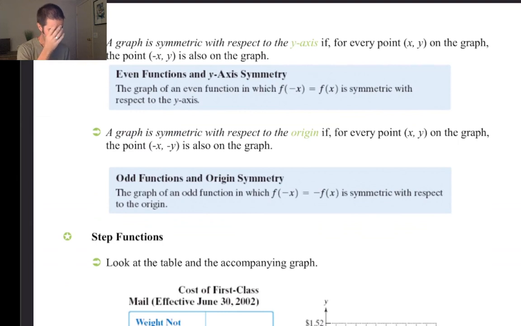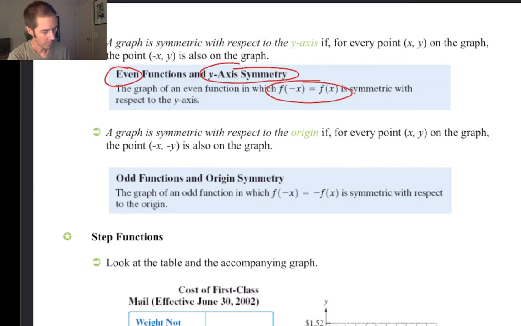So even functions and y-axis symmetry, I talked to you about that. That's the parabola. But here you've got all that information together. It's even, it has y-axis symmetry, and if it's even, it's going to pass that test. If your function is odd, then it's going to have origin symmetry. The way I phrased it was I said it will be symmetric about the origin. And if it's odd, it will have passed this test.